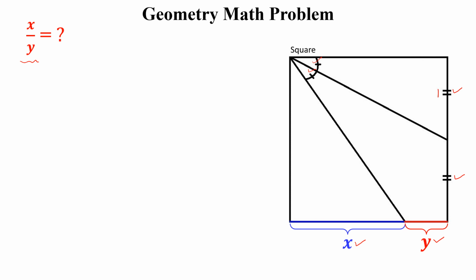Let this length be 1, then this length will also be 1 because these two lengths are equal, and all the sides will be equal to 2. So this is 2 and this is 2. These two angles are equal. So if this is x degree, this will also be x degree. Now from this triangle, we can write tangent x equal to 1 by 2.